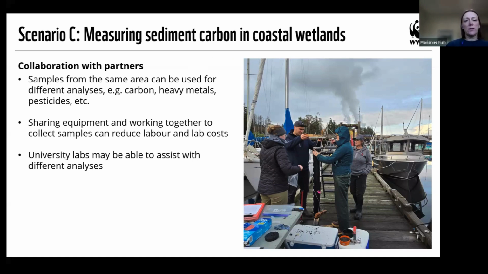So recently we went out with a team of First Nation, government and NGO staff. We all had different interests, but we collaborated together to collect the samples. And that just reduced the costs in terms of labor, but also in terms of the shipping costs to get samples out to the lab and sharing equipment. So for those samples, we were sending them off to look at both carbon and heavy metals and radioisotopes.